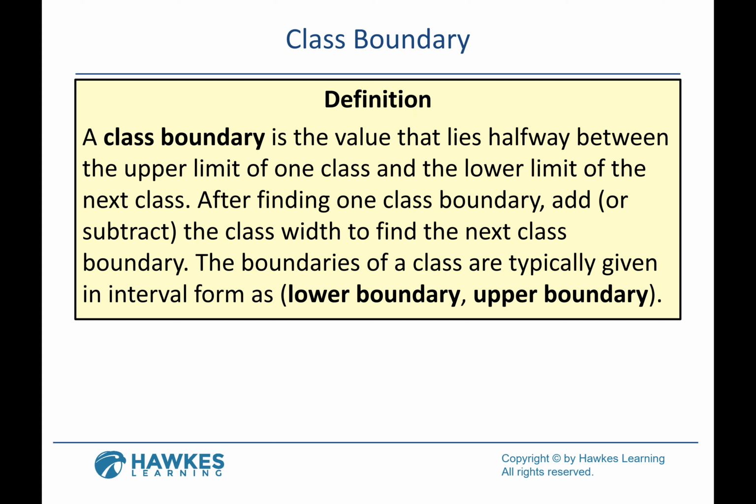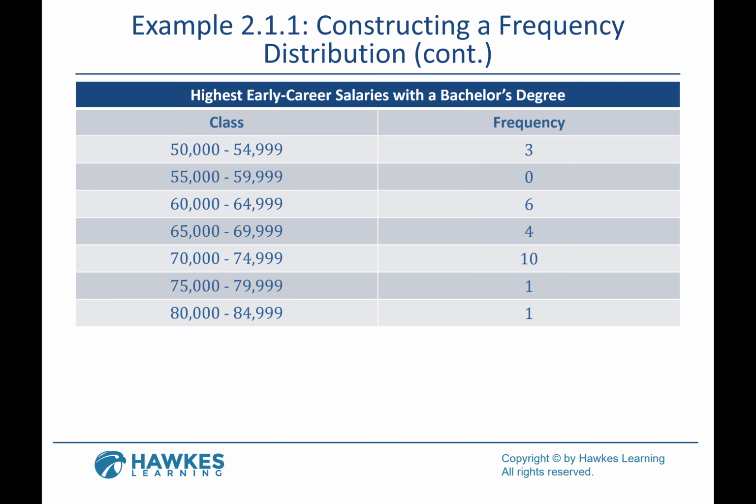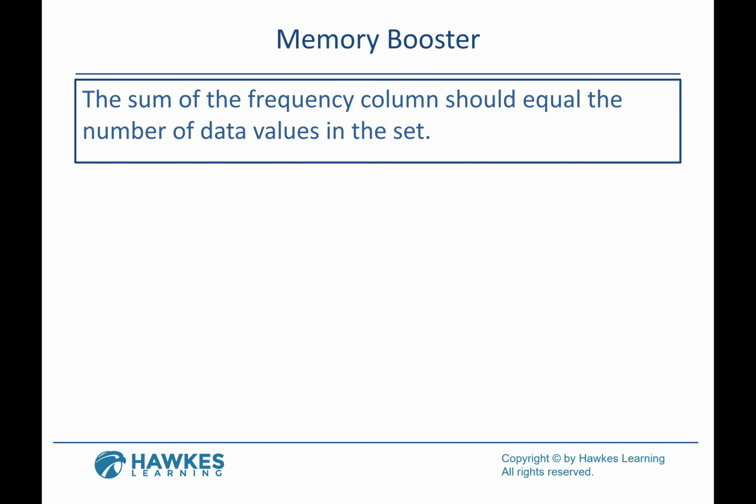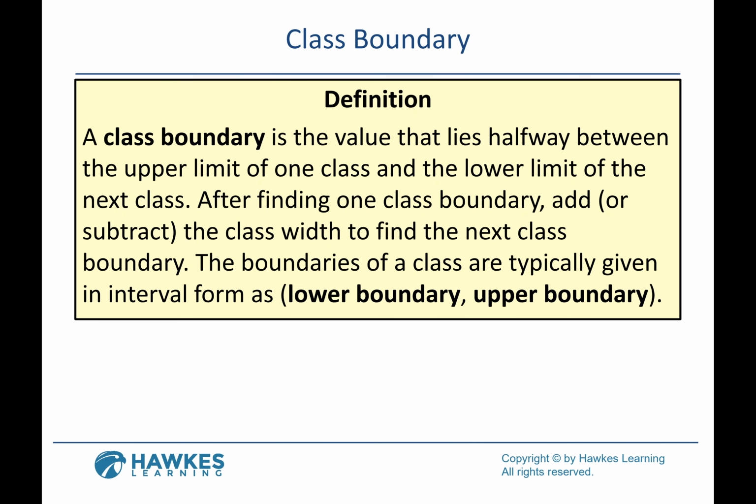Depending on what type of data you're working with, usually you end up with a decimal value that's in between two numbers. So if we look back at our table here, the class boundary would be the number between 54,999 and 55,000. So you would get 54,999.5. That would be the number that's in between those. You just add them together and divide by 2. That's the class boundary, and you can call them lower boundary and upper boundary if you want to, but we're not going to be too worried about that. Okay.